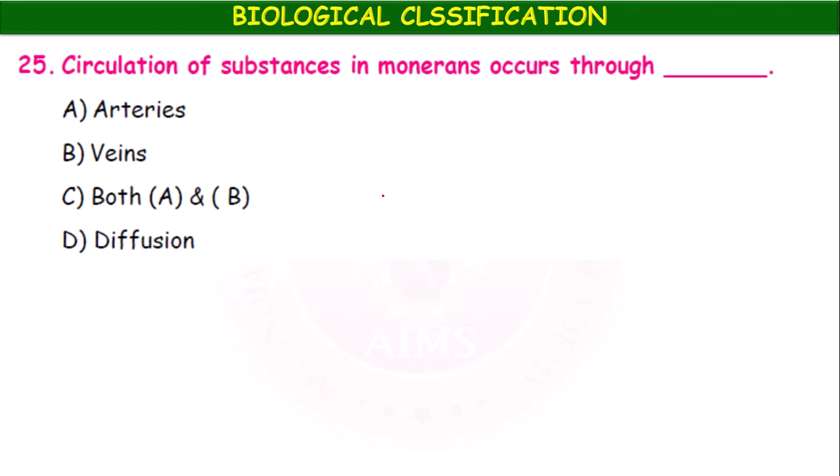Circulation of substance in Monerans occurs through arteries, veins, both, diffusion. Which one? It occurs by the body surface by means of diffusion. What is diffusion, children? The process of movement of molecules or ions or particles which occurs from the region of high concentration to low concentration without supply of energy and occurs until equilibrium is attained. This is called diffusion. Okay.